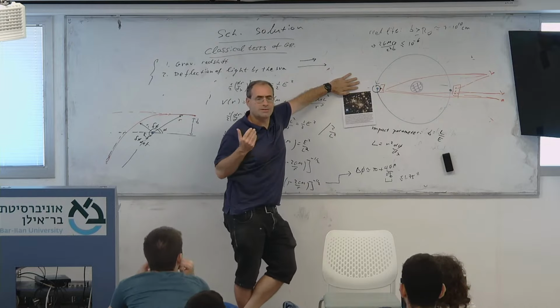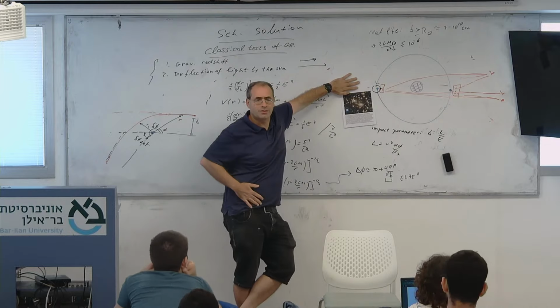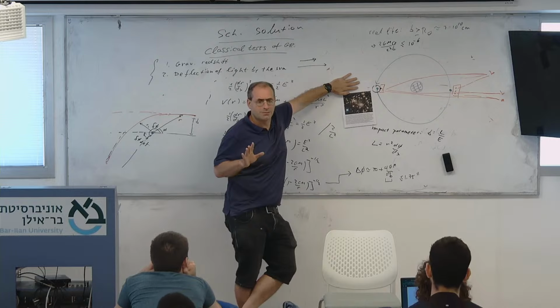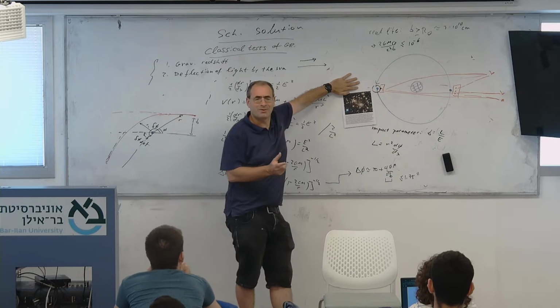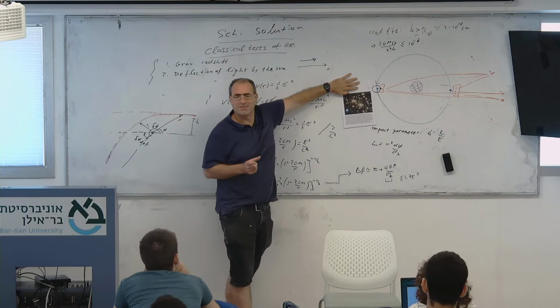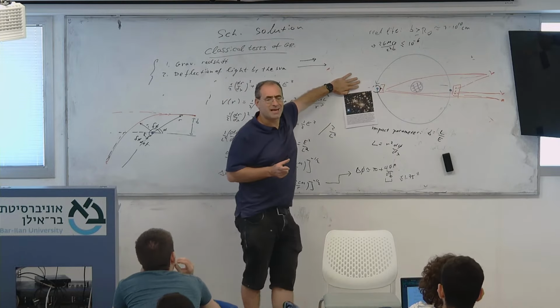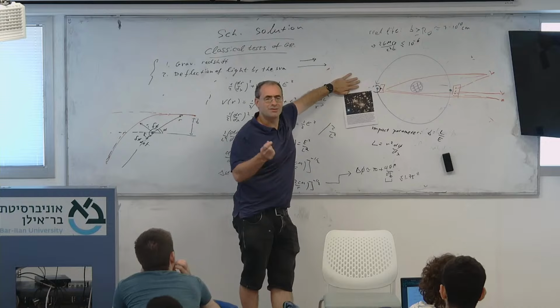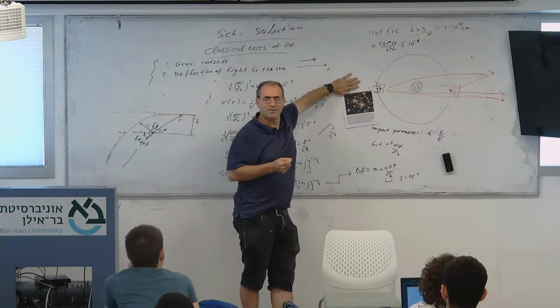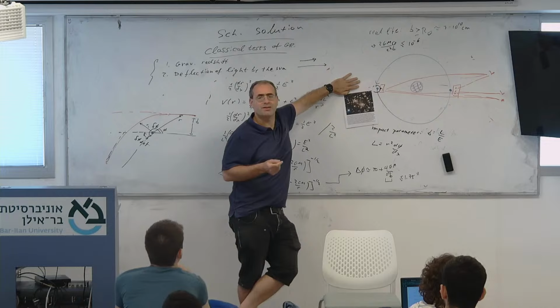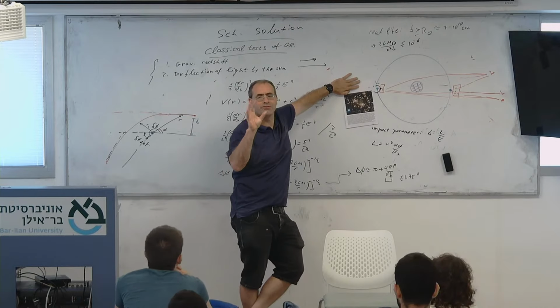And since this is CCDs, right? This is modern technology. This is how your cameras work. You don't have films anymore. This is how modern cameras work. Basically you're counting photons. So the longer you stare at a location, the more photons you'll see.